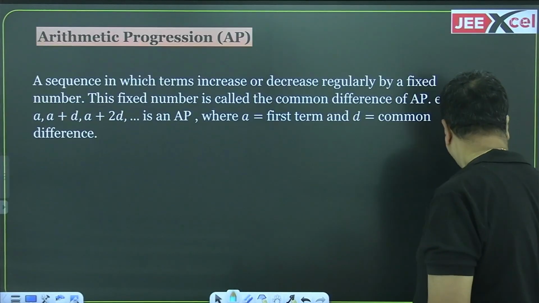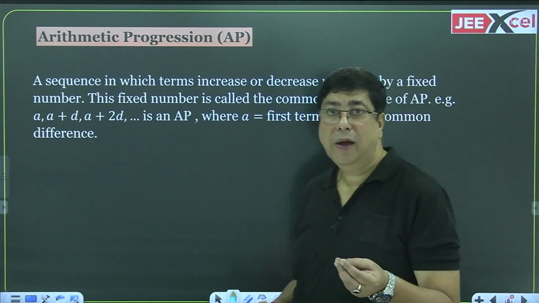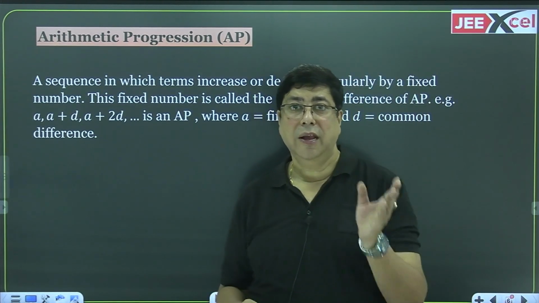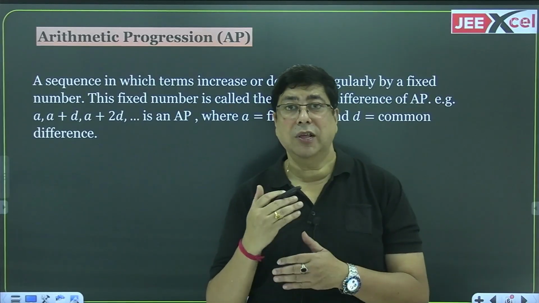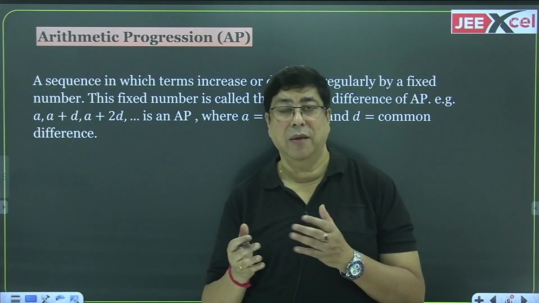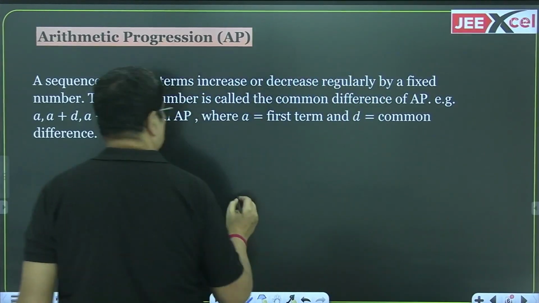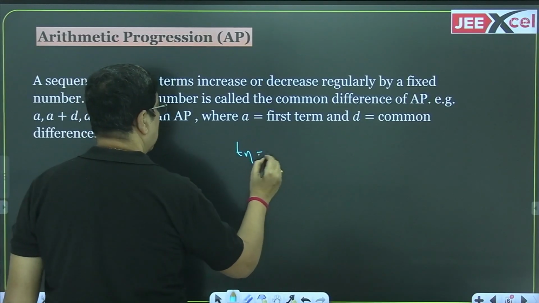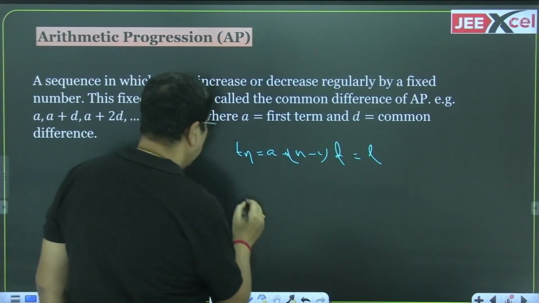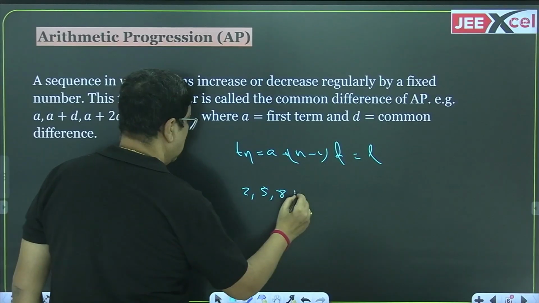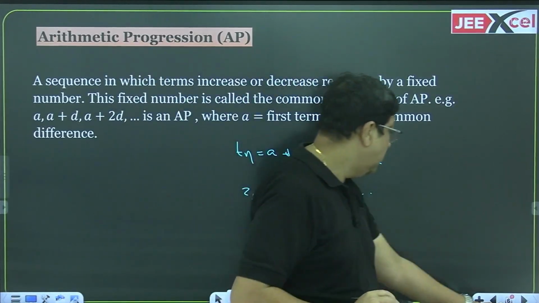Next, arithmetic progression. A progression can be divided into 3 parts: AP, GP, HP. Arithmetic progression, for example 2, 5, 8, 11, you know all these things. In this case Tn equals a plus n minus 1 into d. This is called the last term. For example 2, 5, 8, 11, 14, 17. So this is the arithmetic progression.